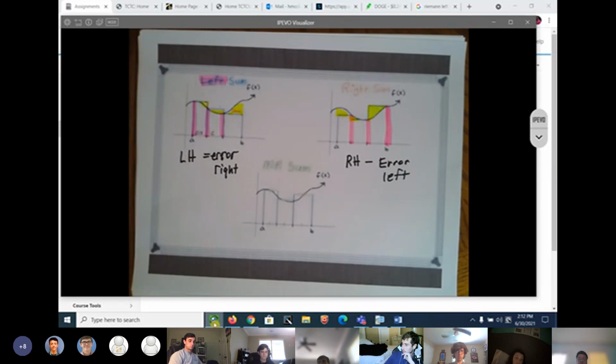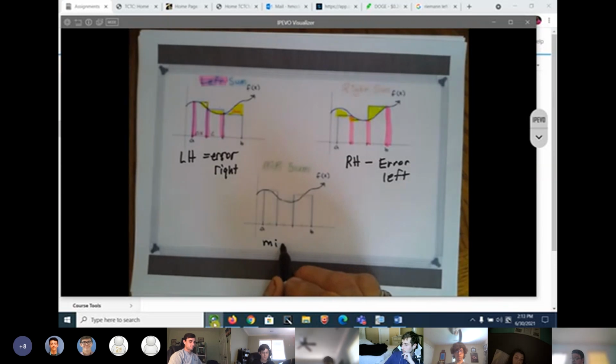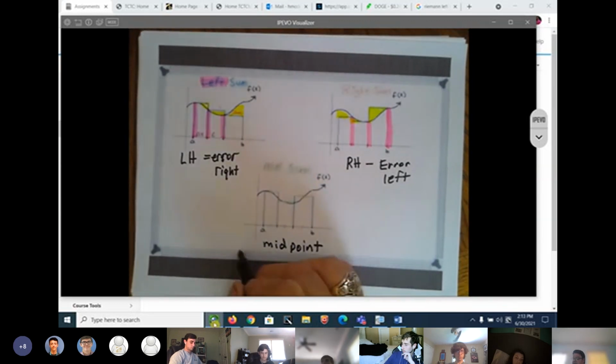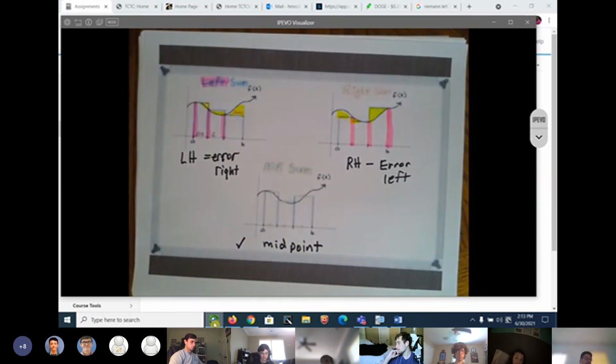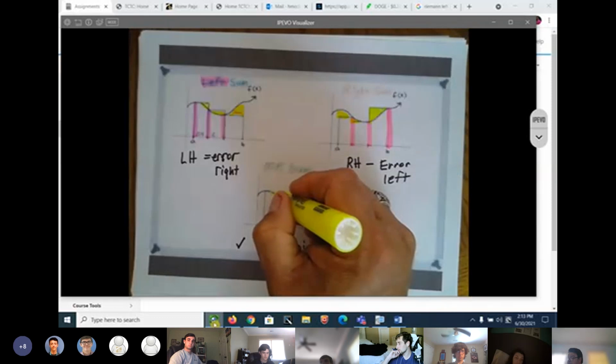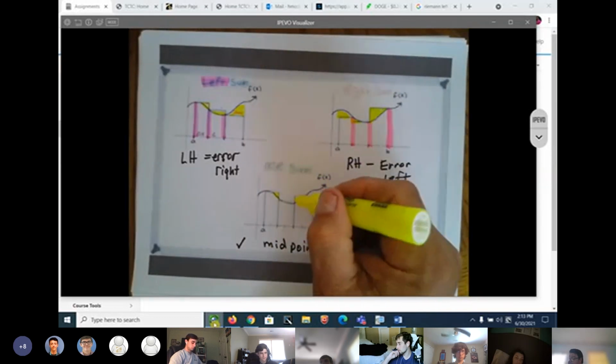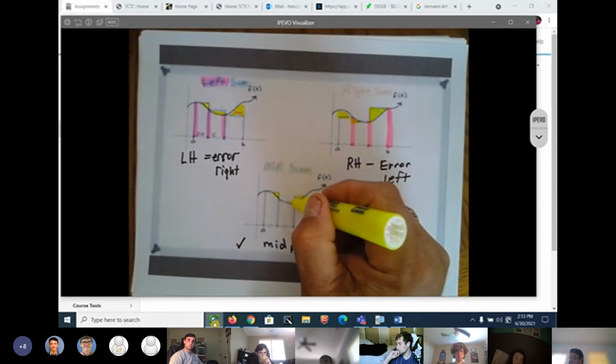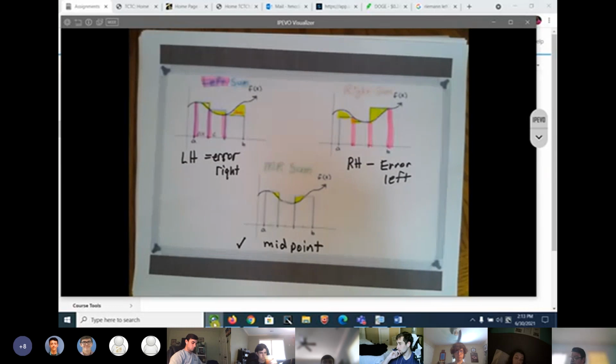And the midpoint, and that's why the midpoint is used so much. The midpoint is used more than anything because the midpoint is a little bit more accurate because it kind of minimizes the error. So you need to make that note. The midpoint is the most used with Riemann because it kind of minimizes the error using the midpoint.